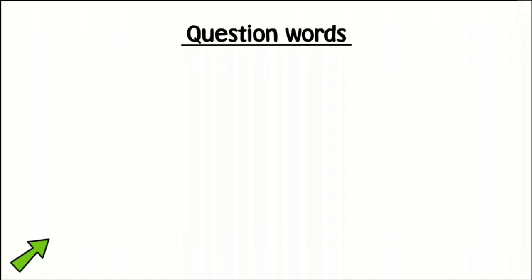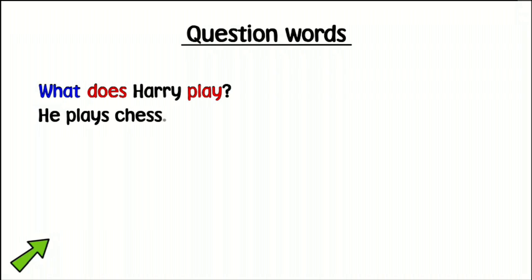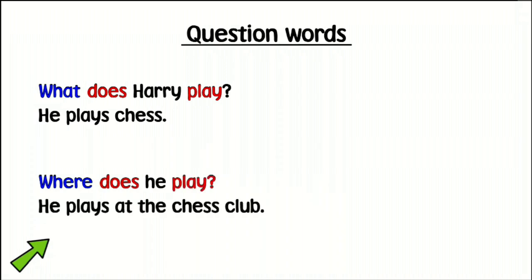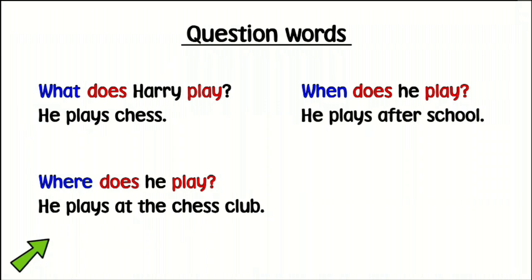We use question words to ask about different types of information. We use what to ask about things. We use where to ask about places. We use when to ask about times. We use how to ask about the way people do things.